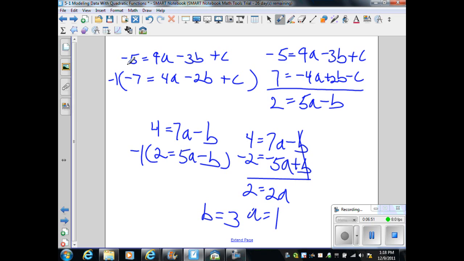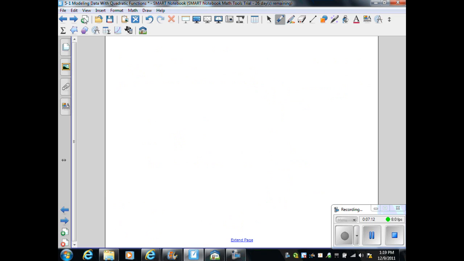Since I have two of them on this screen, I'm going to substitute into the top one. When I do that, I'm going to get negative 5 equals a, which is 1, times 9 is 9, minus 3 times b, which is 3 times 3, which is 9, plus c. Therefore, when I simplify, c equals negative 5. Now I know that a equals 1, b equals 3, and c equals negative 5.